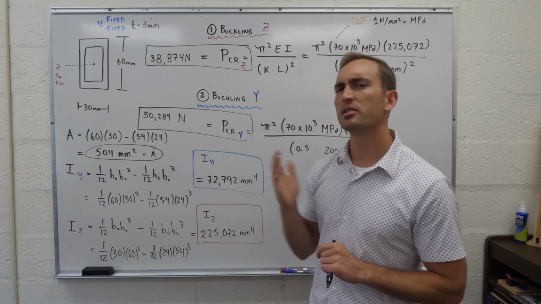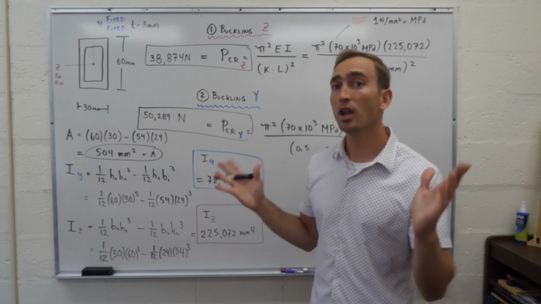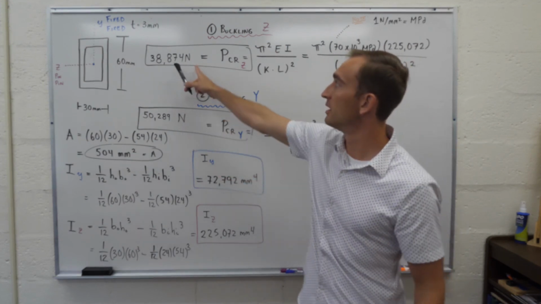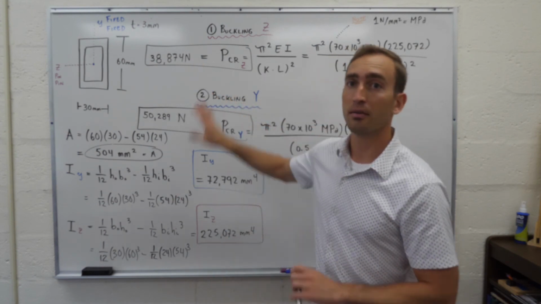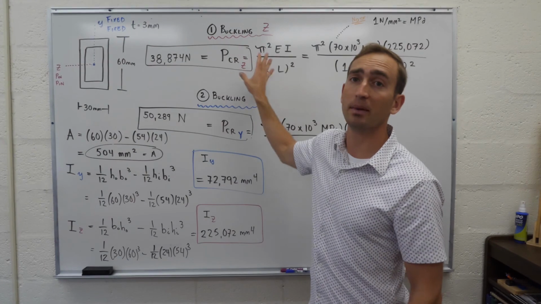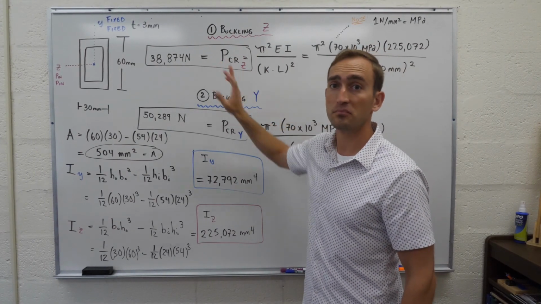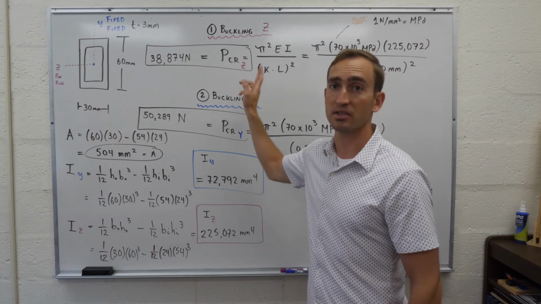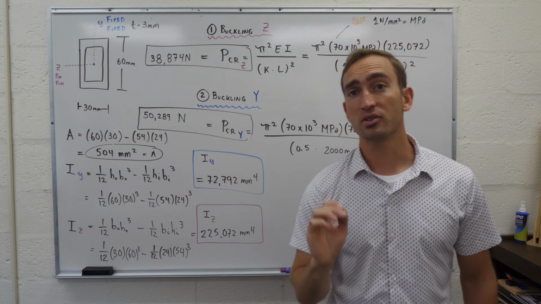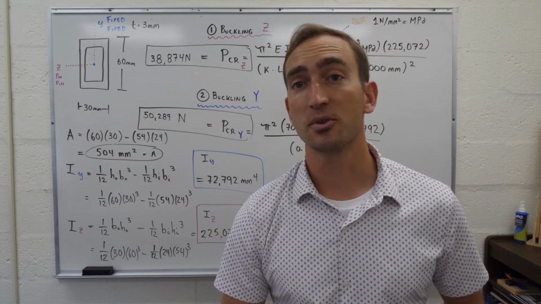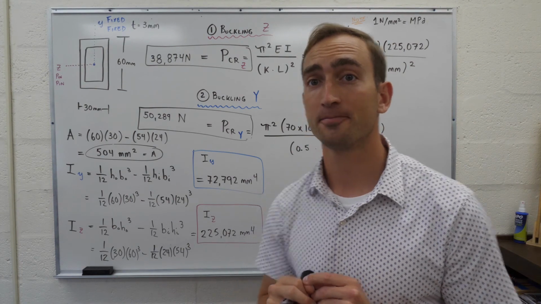Now looking at this, what is the maximum force we can apply before the system fails? Well, it's going to be the lower of these two values. If we apply 38,874.1 newtons, then the column will buckle about the z-axis. So if we applied any more than that, the system would have already failed in this particular case. So as a result, this is currently the limiting factor, but there's still one more condition for us to check, which is going to be the yield stress. So let me write that equation up there now.